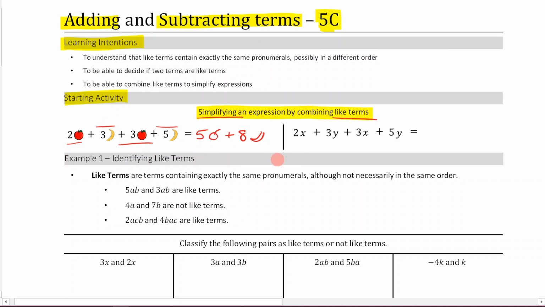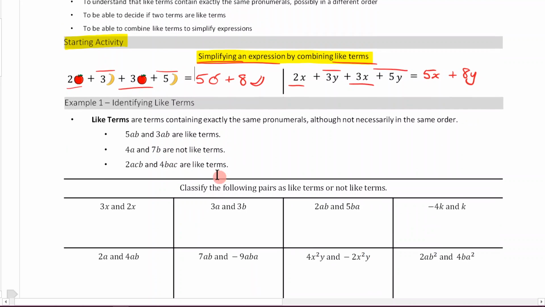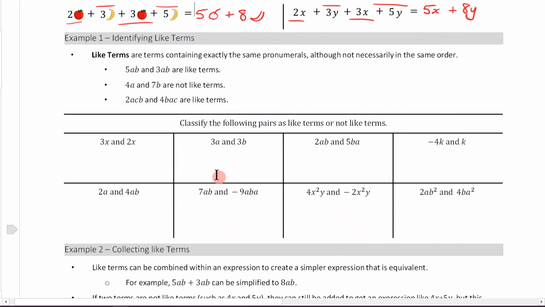But just to get an instinctual understanding of it, what we're doing is bringing together those things that are the same. So now if we come over to the same question, but now use pronumerals, if I had 2x plus 3y plus 3x plus 5y, instead of saying 2x plus 3x, why not just say 5x? So too, instead of saying 3y plus 5y, why not just say 8y? And we are here combining like terms to simplify an expression. So let's now figure out what like terms strictly mean.